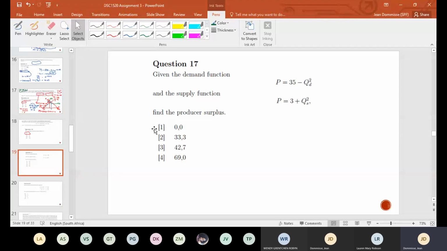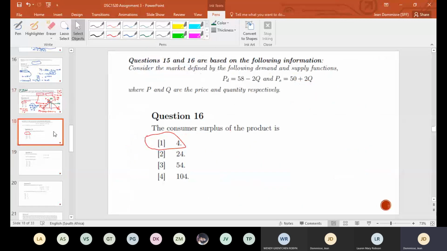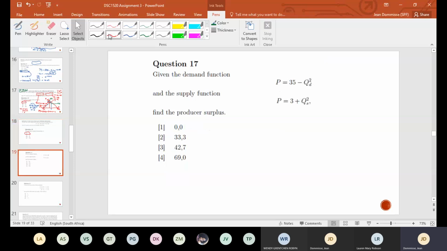Okay, let's go back to question 17. They give us a demand and supply function. It is not your normal demand and supply function as in questions 15 and 16, as you would have seen. There is a power of 2 in both of them, but at least we can still work with the P's to get to an equilibrium. And then they ask us to find the producer surplus.